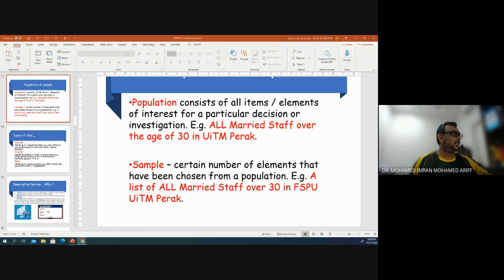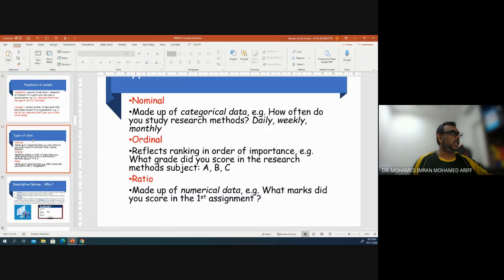Okay, next we are also looking at the types of data. Ada beberapa jenis data yang you can manipulate in your descriptive analysis. You can manipulate nominal, ordinal, and ratio data. So nominal is made up of categorical data. Category data ni is based on, contohnya, how often do you study research methods? Daily, weekly, monthly. Okay, it's either daily or weekly or monthly. Those are dia ada kategori lah.